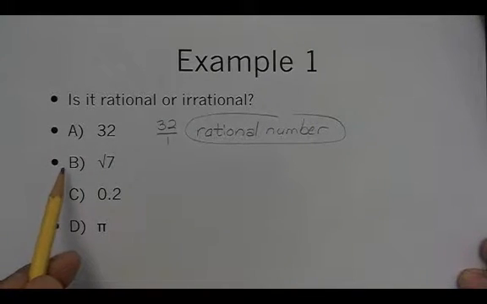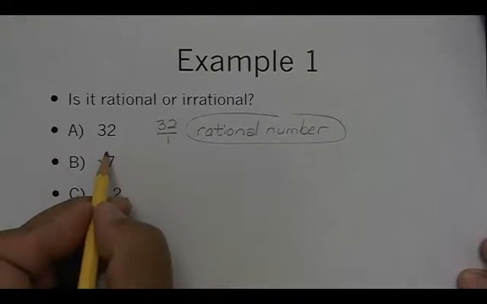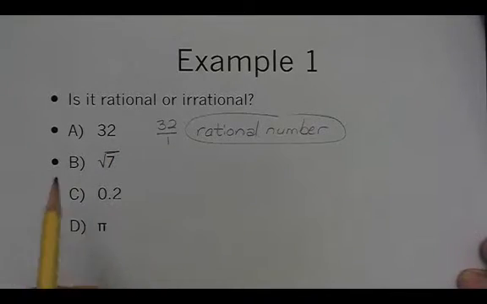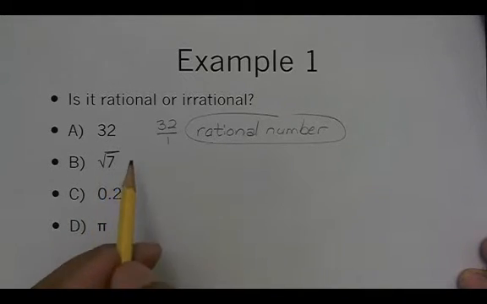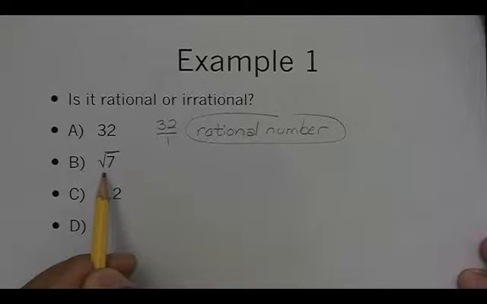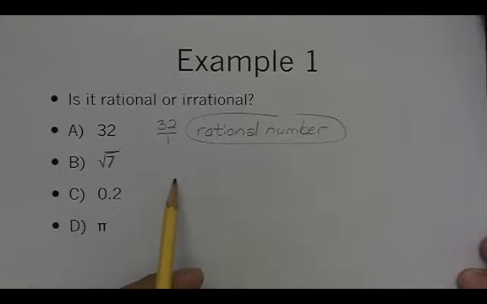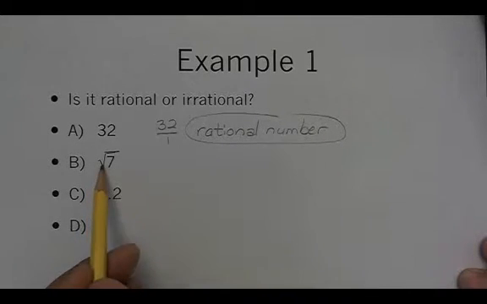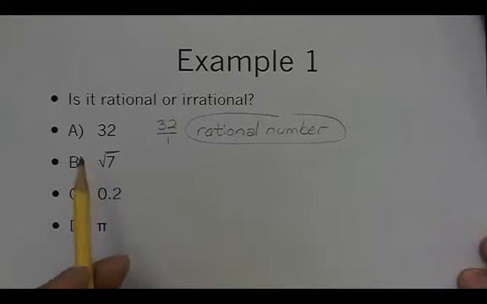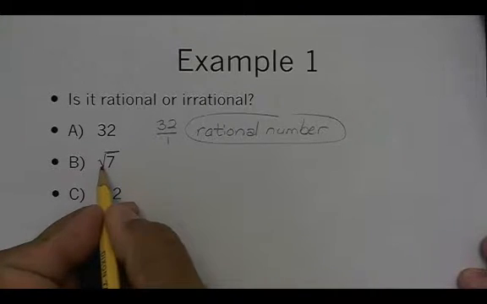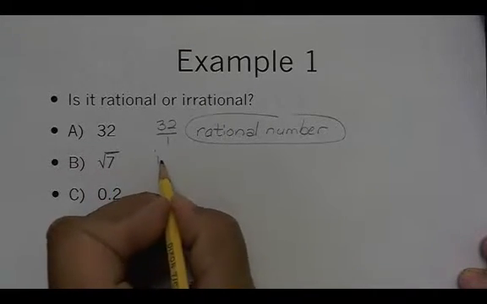For example B, the square root of 7. Alright, the good way to figure out if the square root of 7 is rational or irrational is can you solve the square root of 7? Will it come out nice and pretty? In this case, the square root of 7 cannot be solved. It's actually between 2 and 3, right? Because 2 squared is 4 and 3 squared is 9. So the square root of 7 is between 2 and 3, but it's not rational because you can't write it as a fraction. So the square root of 7 can't be solved, so it's an irrational number.